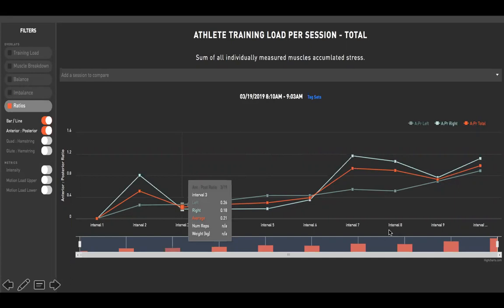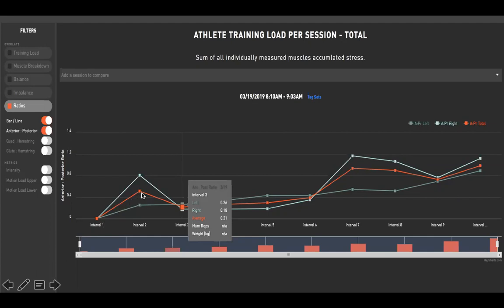In the weight room, our athlete was working specifically with a coach one-on-one, whereas on the football field, they were running independently, running their routes. The line graph that we're looking at here is specifically looking at the anterior-posterior workload ratio, which is calculated by quantifying the stress on the quads against both the glutes and the hamstrings.